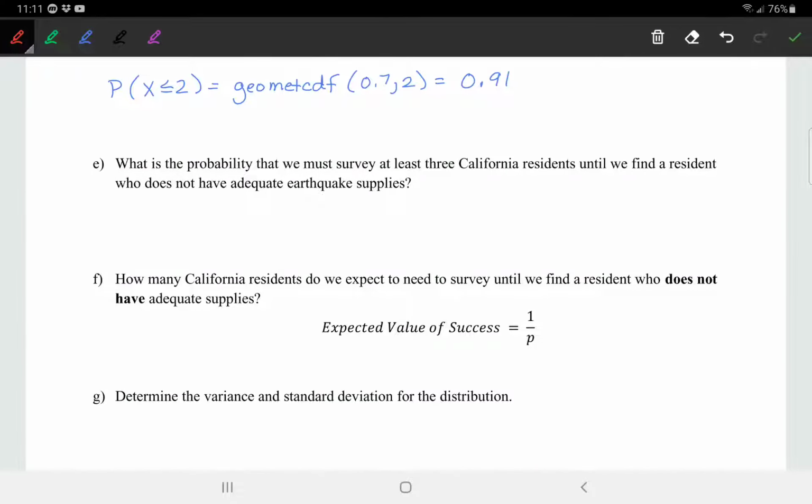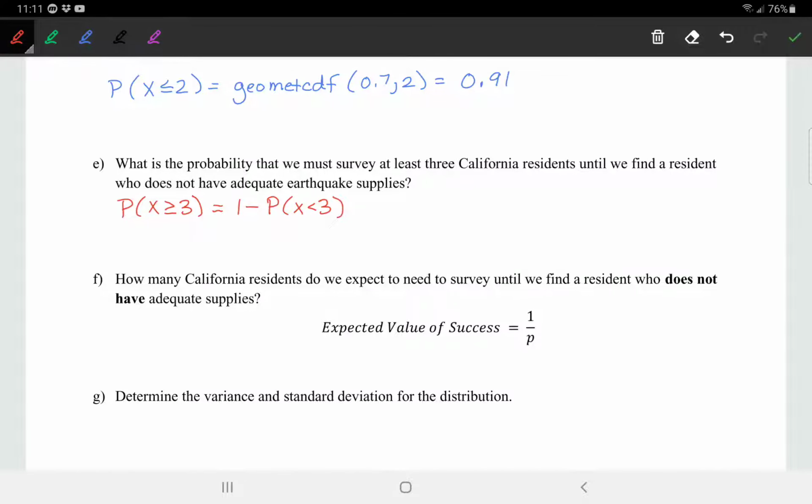So what is the probability that we must survey at least 3 California residents until we find a resident who does not have adequate earthquake supplies? In this case, we're looking for the probability that X is greater than or equal to 3. We cannot solve this directly, right? Because the random variable could go all the way up to the entire population of California. So we should use the complement here. The probability that X is greater than or equal to 3 is 1 minus the probability that X is less than 3.